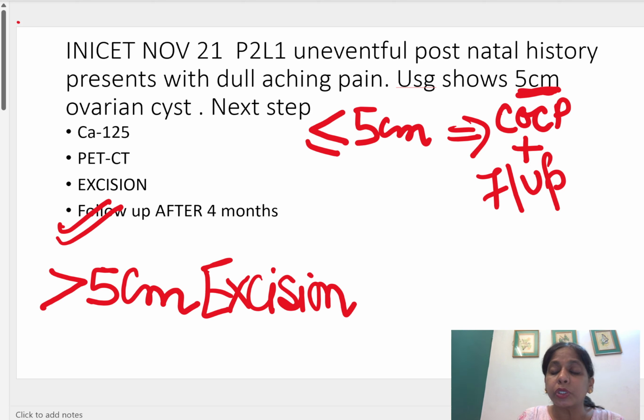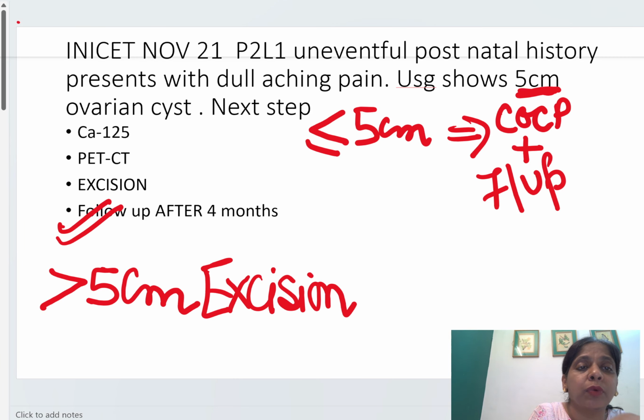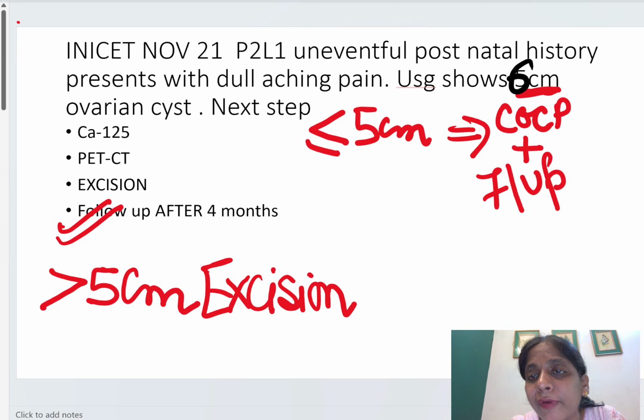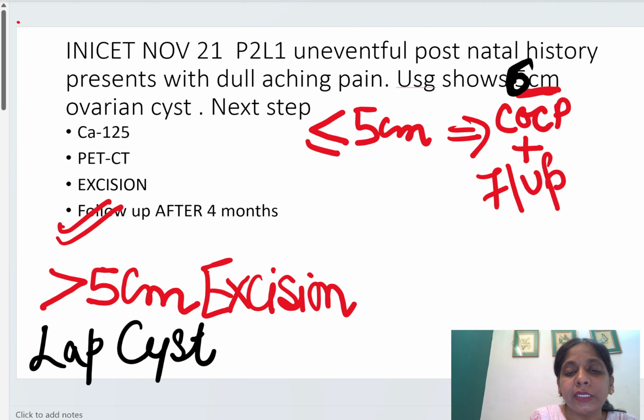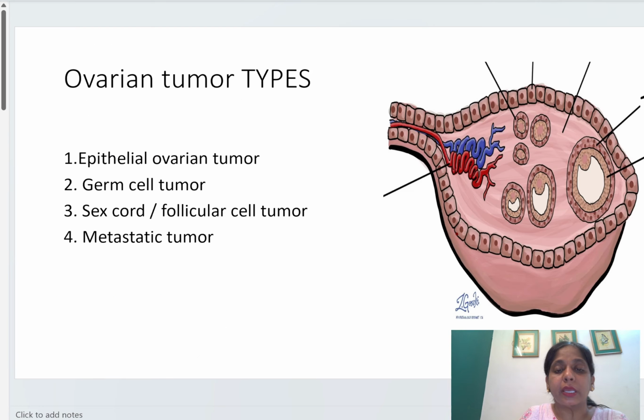Okay, so this was a question which was asked in FMG December 2020, in which the size of the cyst was 6 centimeter instead of 5 centimeter. They have given the size 6 centimeter, and the answer to that question was laparoscopic cystectomy. Okay, laparoscopic cystectomy. Now let's go to what are the different types of ovarian tumor.